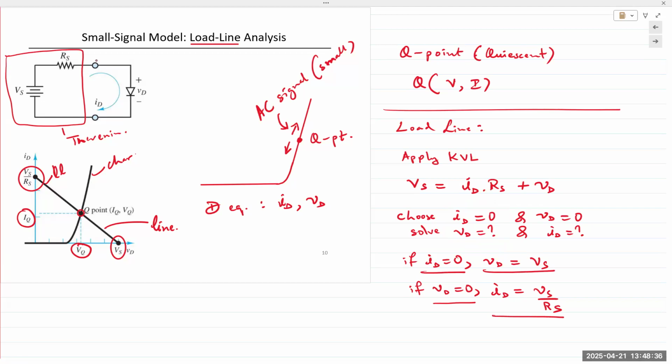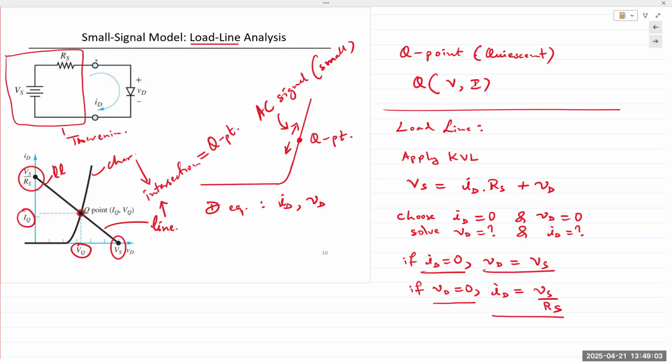The straight line is one of the equations. The diode characteristics is the second equation. And the intersection of these two gives us the Q point or the operating point of the diode. We will do this again for Zener diode and for BJTs. But the steps remain exactly the same.